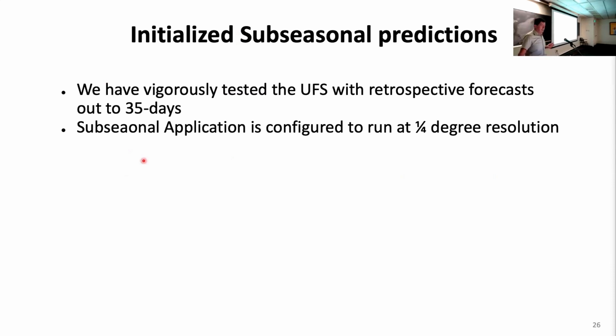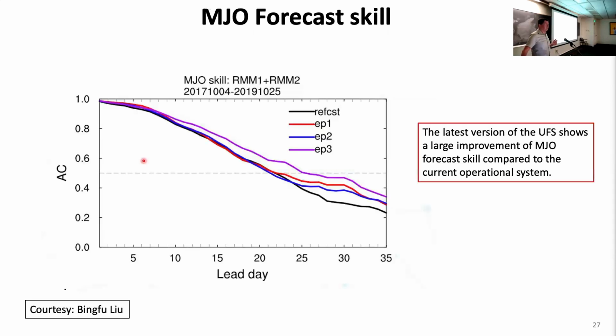So we've done a lot of testing with the UFS in retrospective forecasts up to 35 days, so targeting weeks 3, 4, the subseasonal part of S2S. And these runs were done at a quarter degree. I'll try to speed up a little because I realize I'm getting long here.